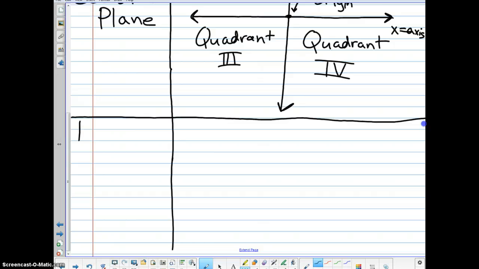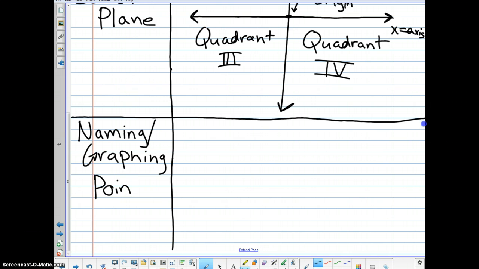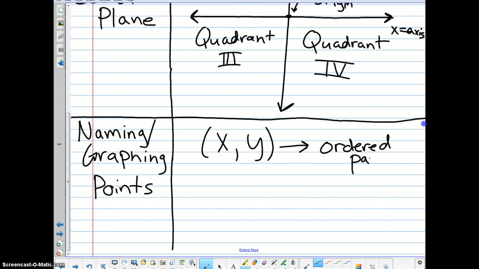Next key point is going to be naming and graphing points. Naming and graphing points. Okay, the first one you've probably seen before, just to review, the ordered pair. (x, y) is what we would call an ordered pair. And we say ordered pair because it's going in alphabetical order. X first, Y second. And when you get to 3 dimensions, they actually bump it up to (x, y, z).